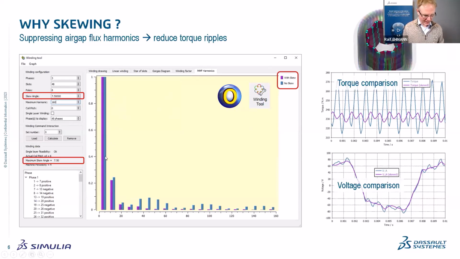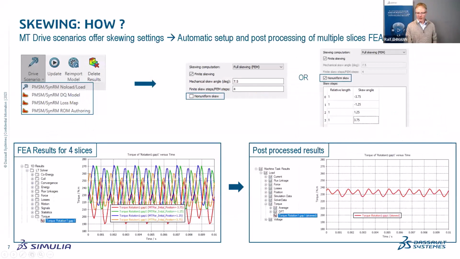And here you see directly, even in an analytic way, that the harmonics go down considerably when you choose a skew angle of 7.5 degrees. And with load scenarios in the machine task, you can also directly compare the torque and the voltage, and you see, yeah, it really works as expected. So the harmonics, or the rippling, reduce dramatically. Okay, how can you do this?